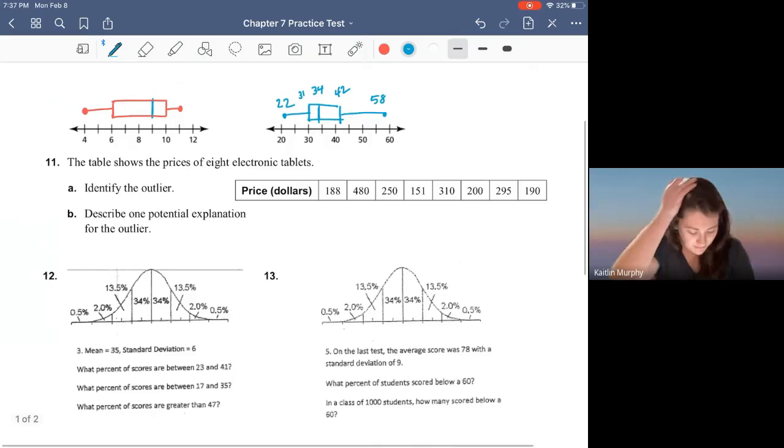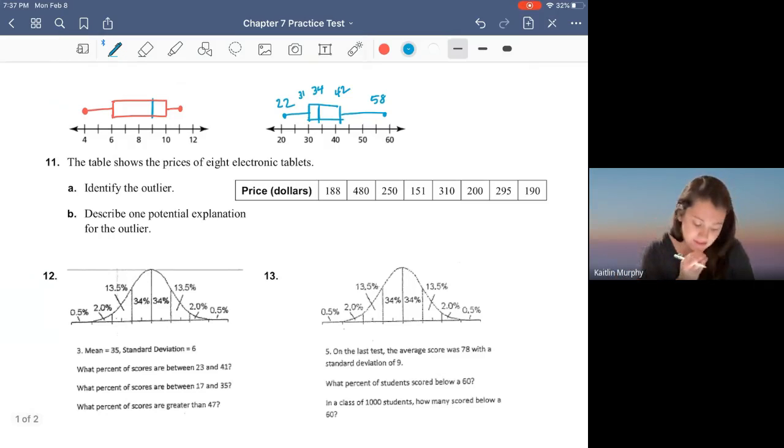Okay. The table shows the prices of 8 electronic tablets. Identify the outlier. So 188, 480. This one is much higher than the others, I think we could say. So I'm going to say the outlier is 480 and that's a price. Describe one potential explanation. It's an Apple product. No, it might just be like it could have more processing power, larger processing.